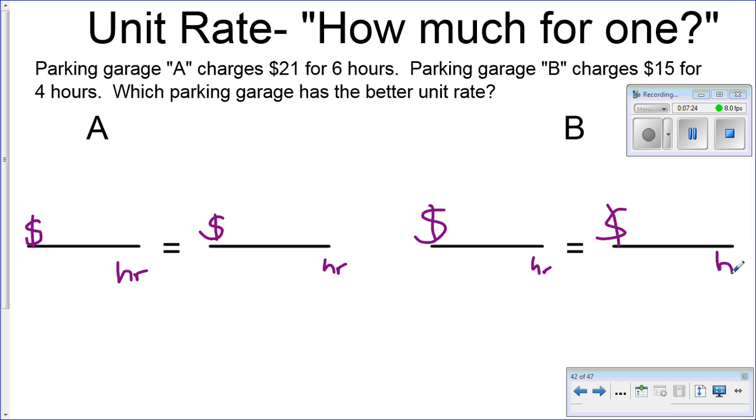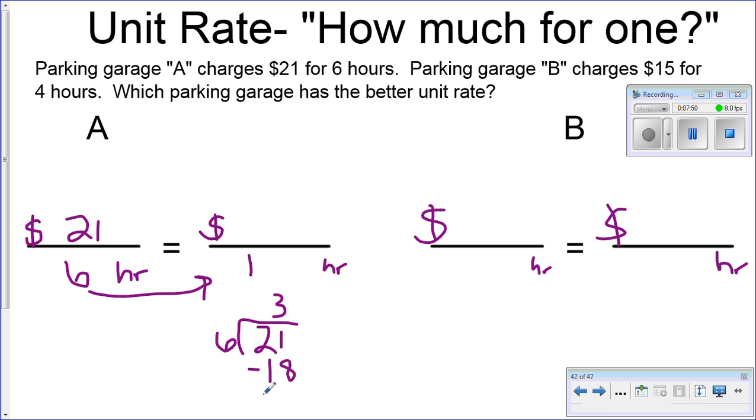All right. Parking garage A charges $21 for 6 hours. So $21 for 6 hours. We want to know what's the hourly rate. How much for 1, or the unit rate. So here we're going to divide by 6. 21 divided by 6. 6 goes into 21 3 times, and I get 18. I have a remainder of 3.